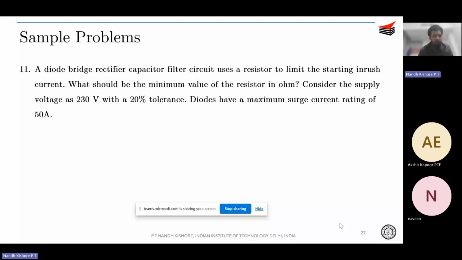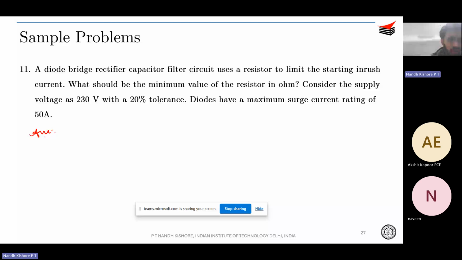A diode bridge rectifier with capacitor filter uses a resistor to limit the starting inrush current. What should be the minimum value of the resistor in ohms? Consider the supply voltage as 230 volts with a 20% tolerance. Diodes have a maximum surge current rating of 50 amperes. Okay, so how do we solve this?